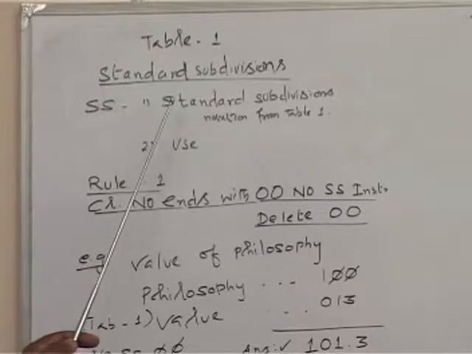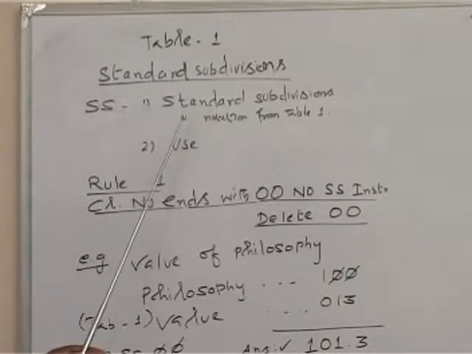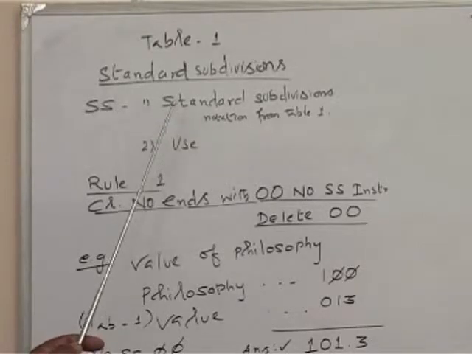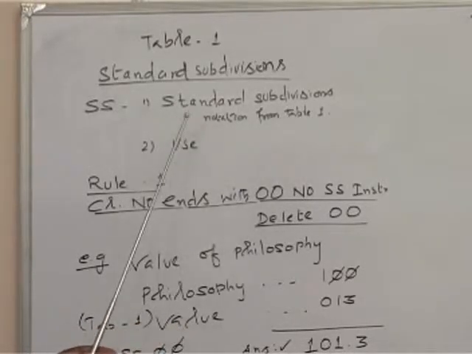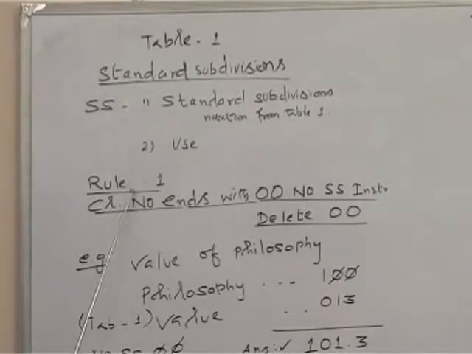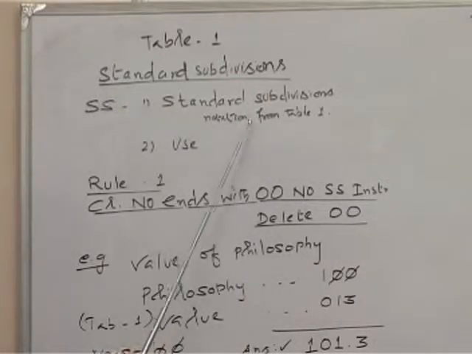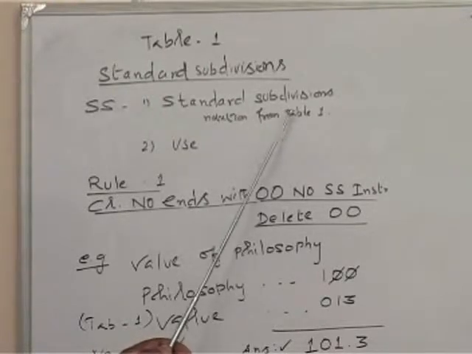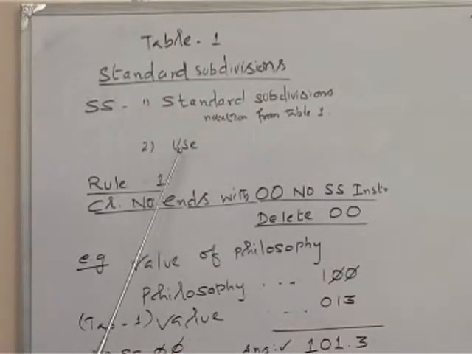So listen to me, to enter into table 1, you need either one of the 2 types of SS instruction. One is standard subdivisions, otherwise you can find use. So let us see the rules now. Now see rule number 1. Class number ends with 20, no SS instruction. No SS instruction means if you don't find either a standard subdivision notation from table 1 instruction or a use type of instruction, at that time you have to delete 20 from the class number.